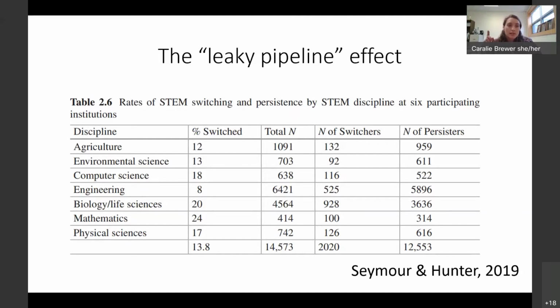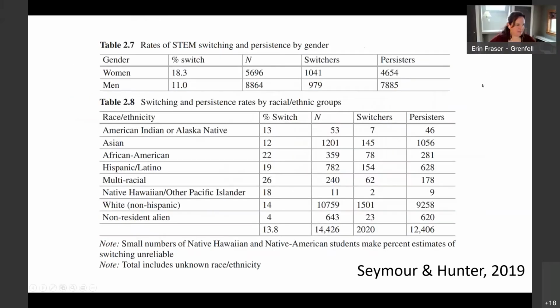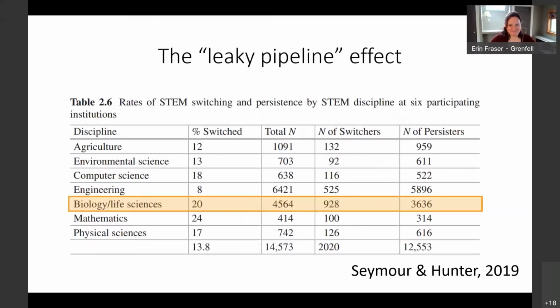So Erin, if you could just click. In this study, we see biology is second to only mathematics, biology and life sciences. So there's something going on in our classrooms that is creating a less inclusive environment than we'd like it to be. Next slide.